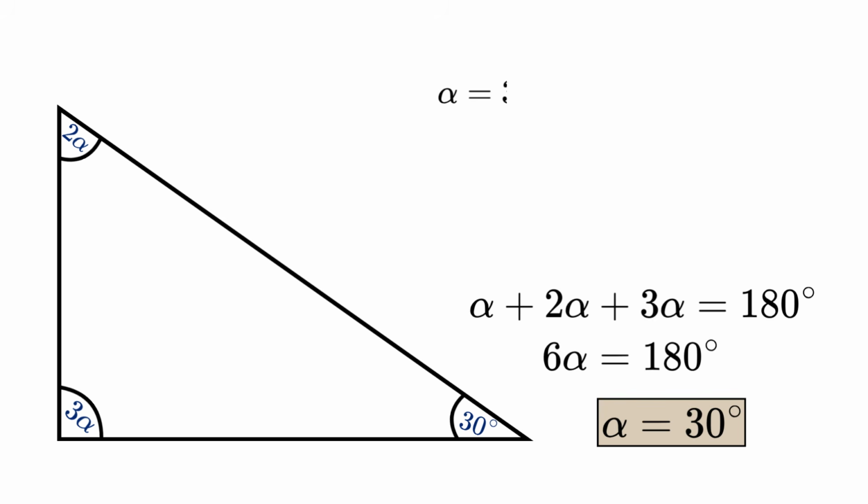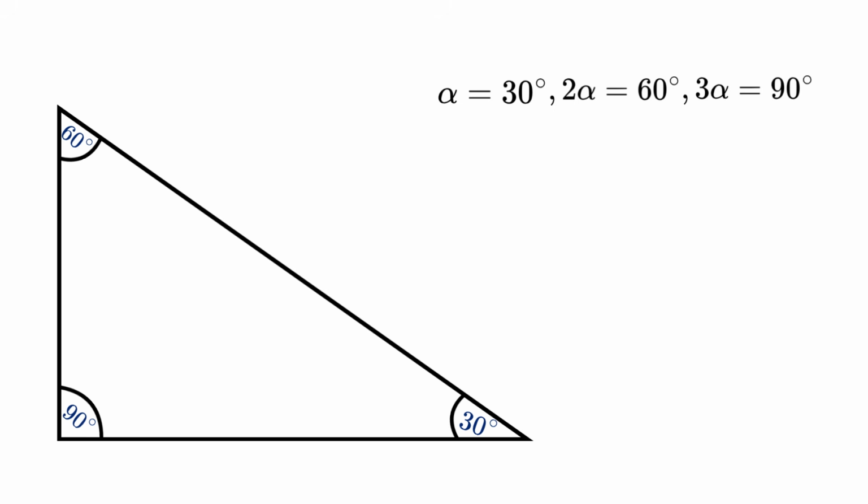Now, if alpha is 30, then 2 alpha equals 60 and 3 alpha equals 90. So that type of special right triangle, we call it a 30-60-90 triangle. This special triangle has a unique property: in a 30-60-90 triangle, the sides are always in a specific ratio. The side opposite the 30-degree angle has length x. The side opposite the 60-degree angle has length x times square root of 3. And the hypotenuse opposite the 90-degree angle has length 2 times x.